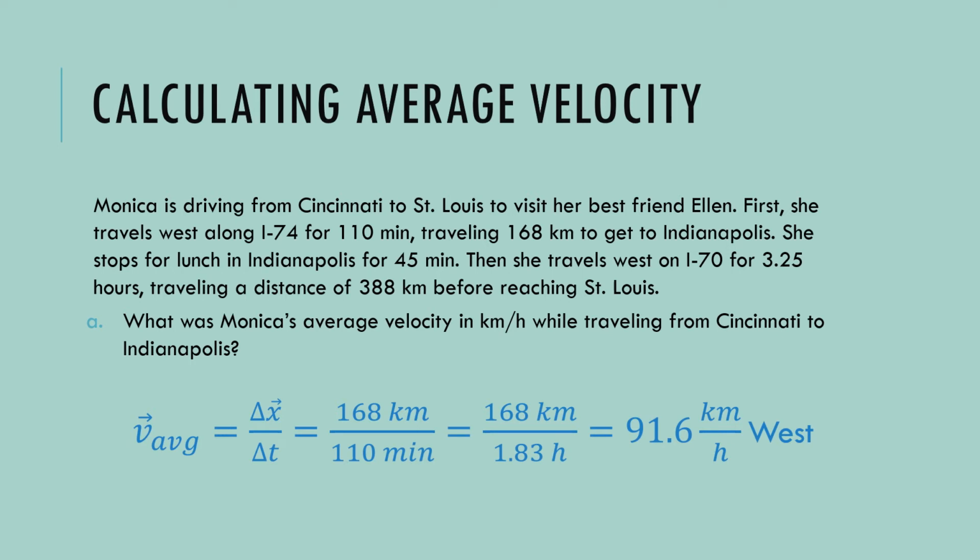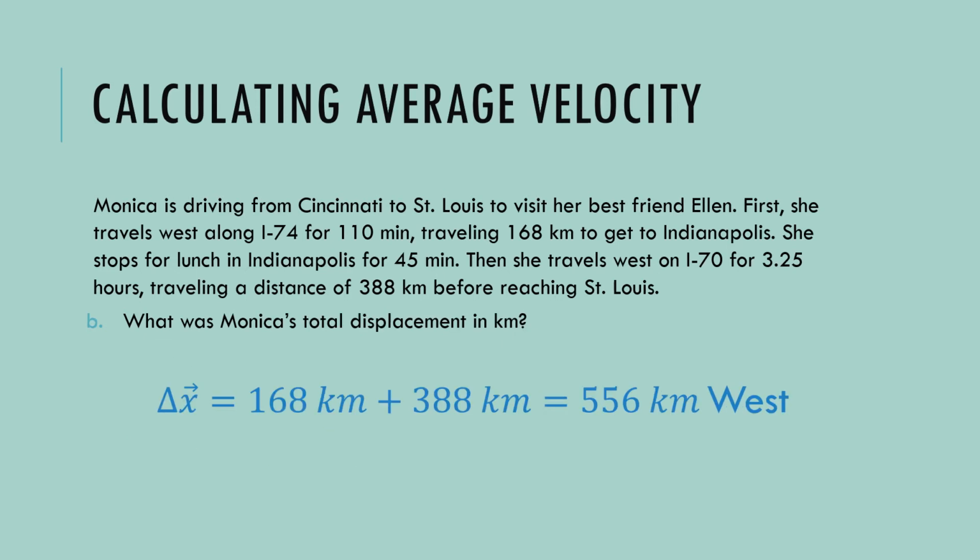Since average velocity is a vector, we also must include a direction unless we are told otherwise. And so in this case, it says that we're assuming that she travels west along I-74, and so west would be my direction there. Moving on to part B.